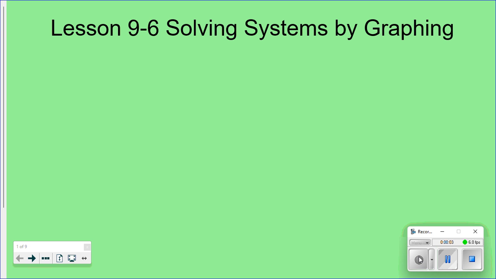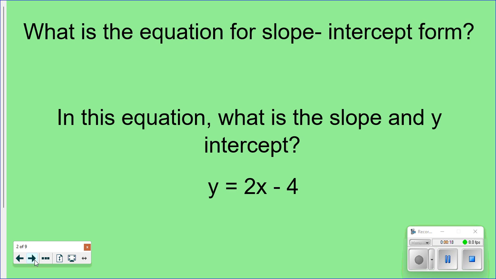Today is lesson 9-6, solving systems by graphing. We're going to use what we learned in the last lesson to help us solve systems in this lesson. And you don't know what a system is yet, but we're going to find out. Before we start, let's just have a quick refresher about what we talked about in lesson 9-5.